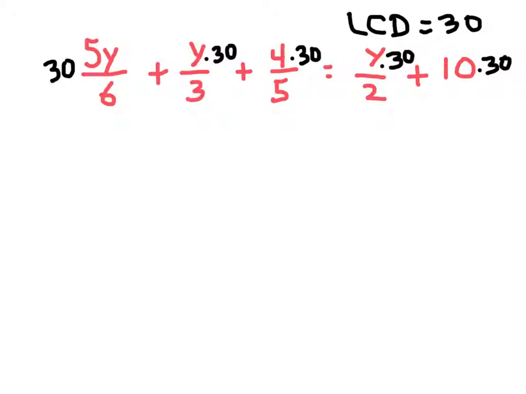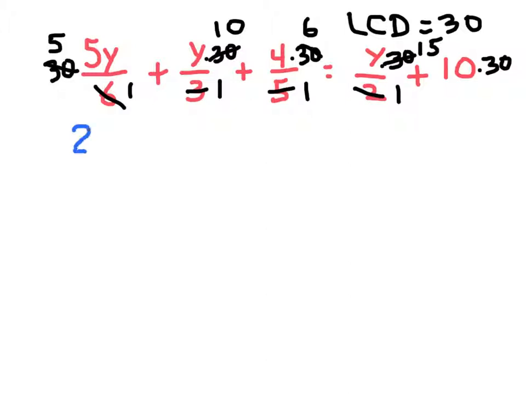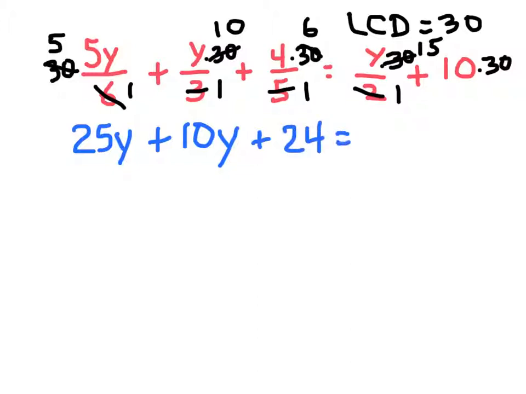Okay, it's important we multiply all the terms by the same amount. So 6 would cancel out. We have a 5. 3 would cancel, and we have 10. 5 would cancel, and we have 6. 2 would cancel, we have 15. Okay, so let's see. 5 times 5y, the first term is now 25y. And then we have 10 times y, so that's 10y. And then we have 6 times 4, so that's 24. Equals, okay, we have 15y, and then 10 times 30 is 300.